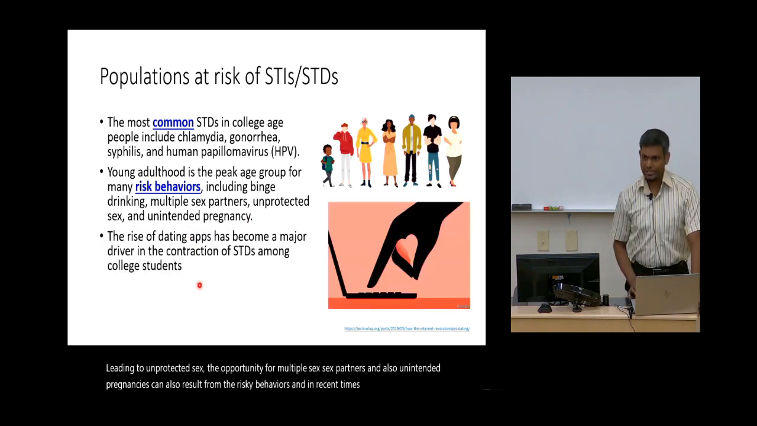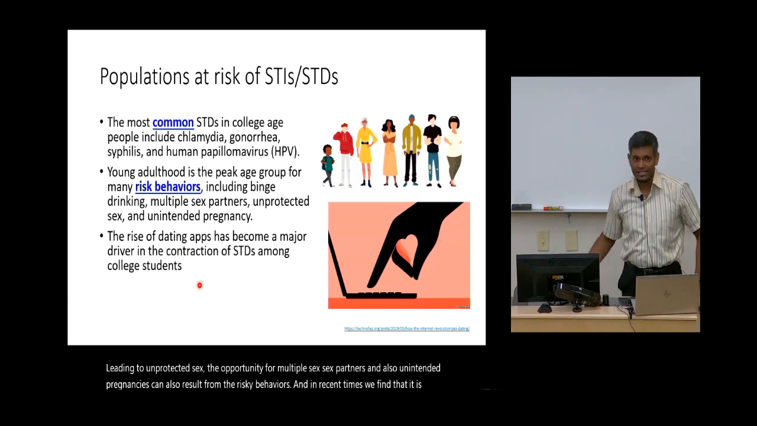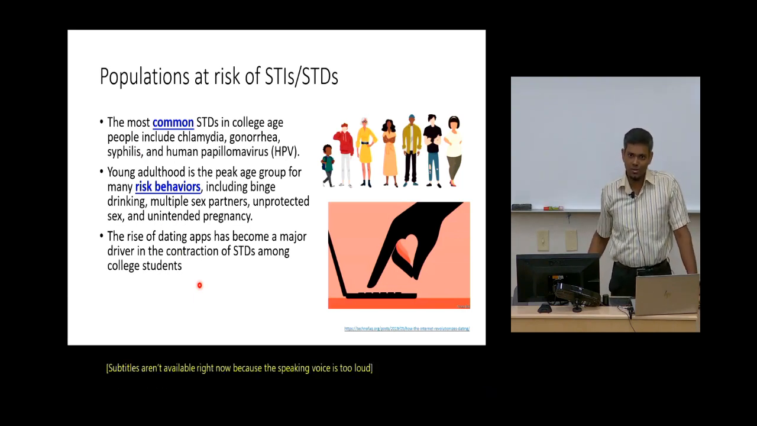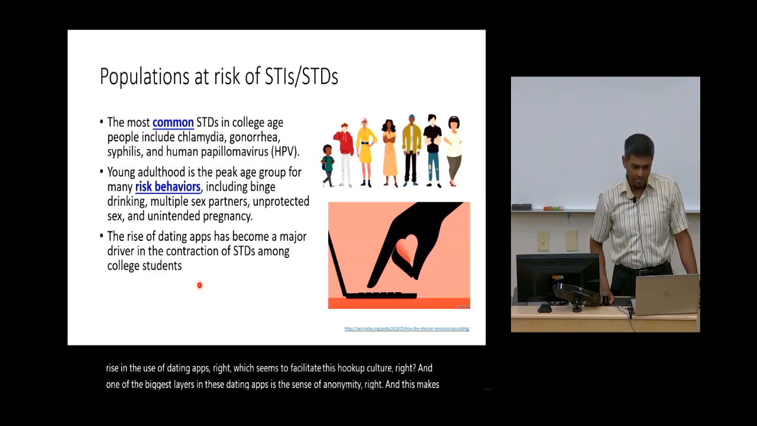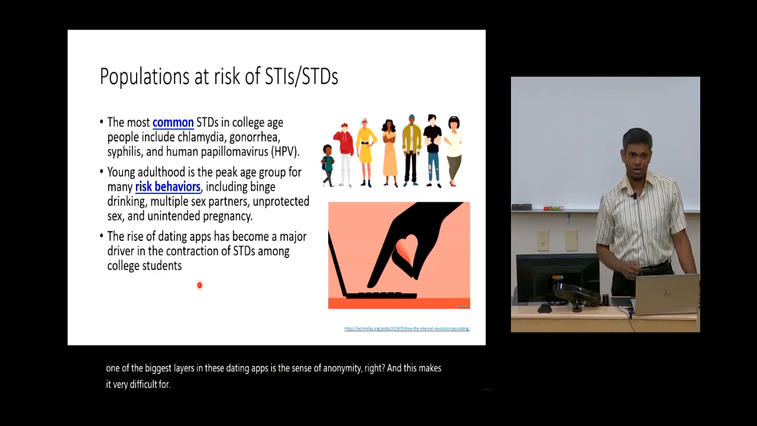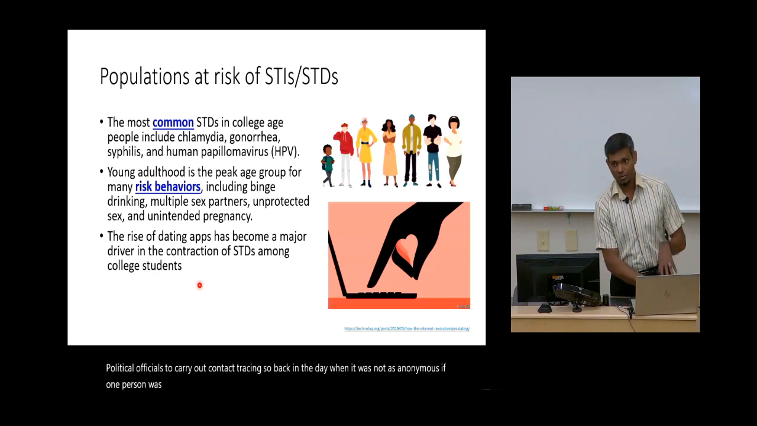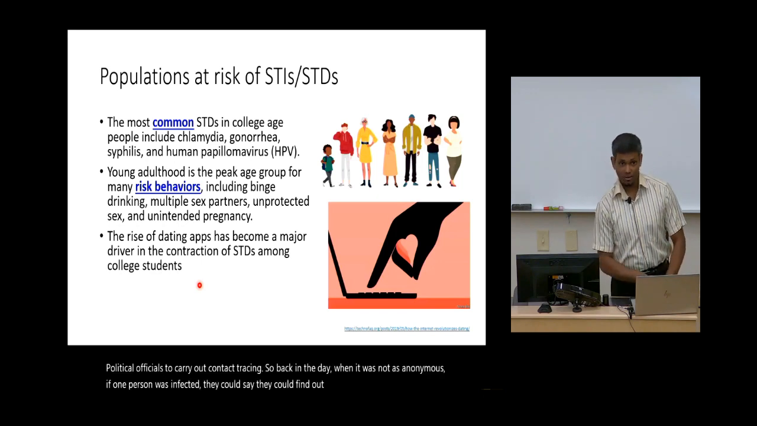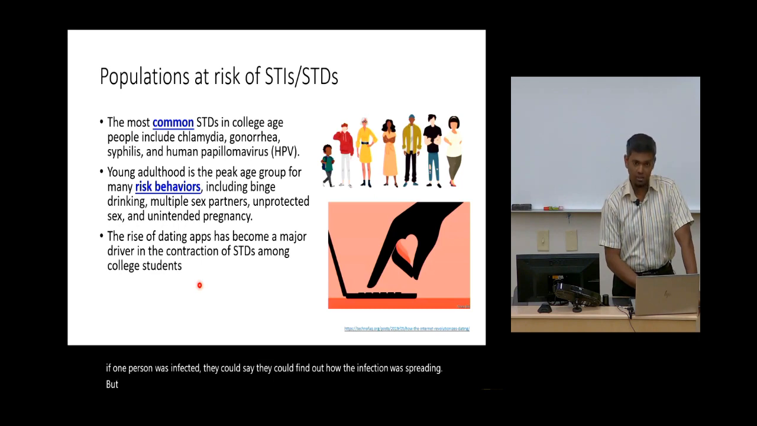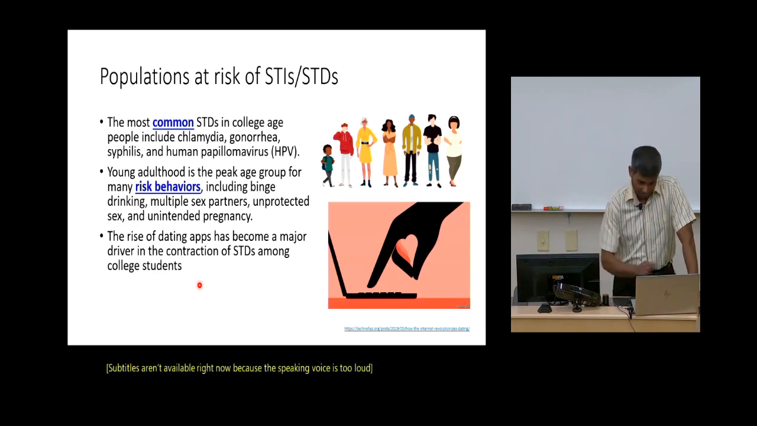And in recent times, we find that it is the rise in the use of dating apps, right, which seems to facilitate this hookup culture. And one of the biggest lures in these dating apps is the sense of anonymity, right? And this makes it very difficult for public health officials to carry out contact tracing. So back in the day when it was not as anonymous, if one person was infected, they could find out how the infection was spreading. But with these dating apps, contact tracing is very challenging.